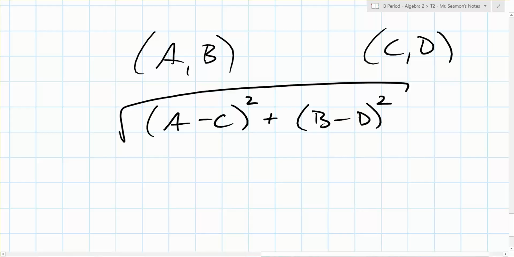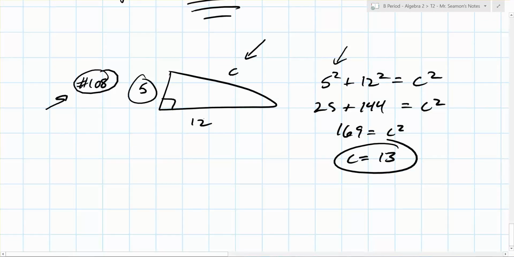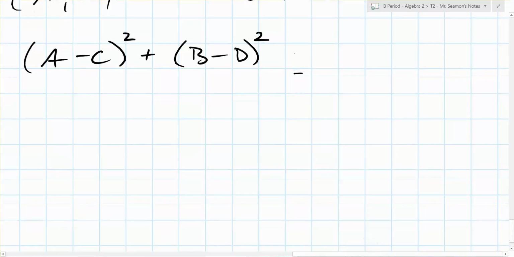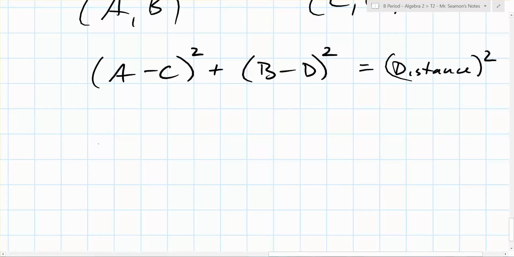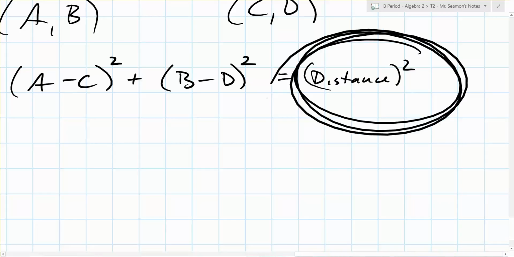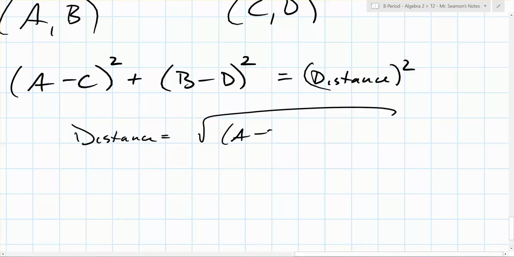It equals c squared, but you square it because, remember, it's the two sides squared. Like on this one, what did we do with 5? We squared it. What did we do with 12? We squared it. So what did we have to do to go from here to here? Square root. So this is equal to the distance squared. If you want to isolate distance, what do you do to both sides? Square root. Exactly. So distance is equal to the square root of (a minus c) squared plus (b minus d) squared.